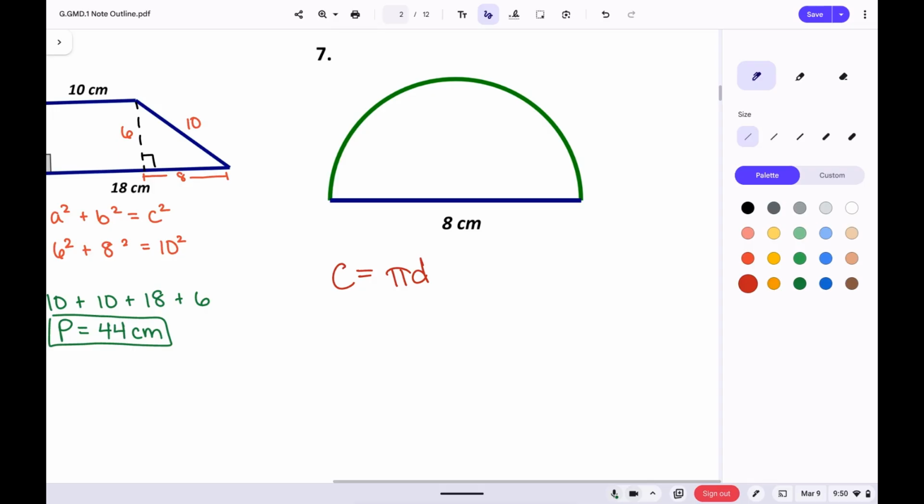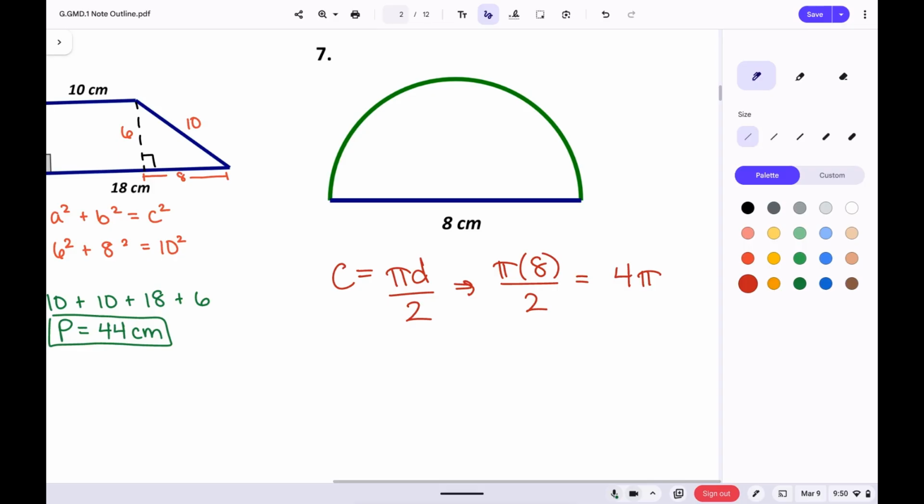But remember, that's for a full circle. You're telling me we have half of a circle. So what do I need to do? Divide by 2. Okay, so let's do this. We're going to take pi times 8, and we're going to divide by 2. And how much is that? 4 pi, right? Okay, now hold on because we're not quite done.